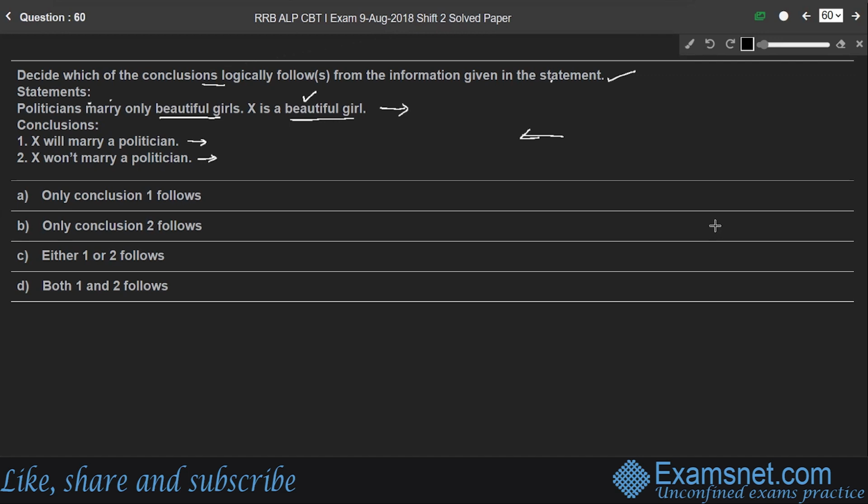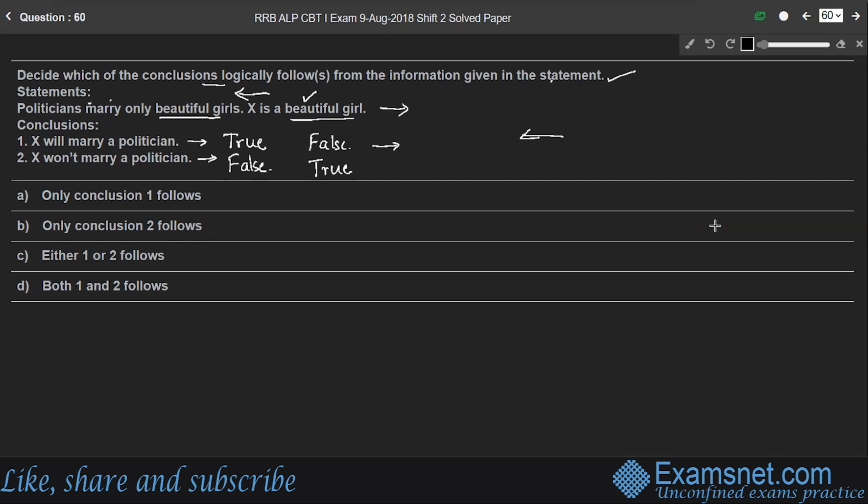Therefore, if X will marry a politician is true, the second one, X won't marry a politician, is false. If X will marry a politician is false, for example, X won't marry a politician will be true. Therefore, either one or two follows. Any one can be considered here, right? X will marry a politician, the vice versa is not true.